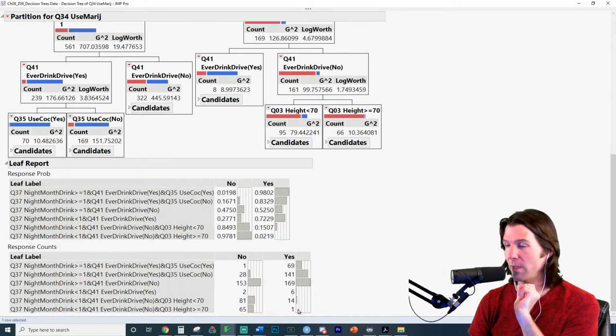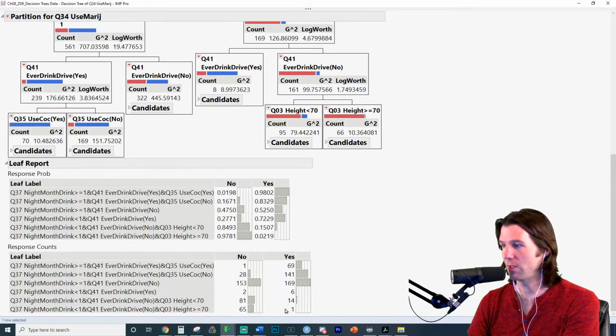Is this making more sense, Charlie? Do you understand how to read the leaf report, which shows you the terminal leaves down here at the end? Leaf 1, leaf 2, leaf 3, leaf 4, leaf 5, leaf 6. And you have these 66 people right here, and there are 65 people who have not used marijuana and 1 person who has. The 95 people right here, you have 81 people who have not used marijuana and 14 people who have.